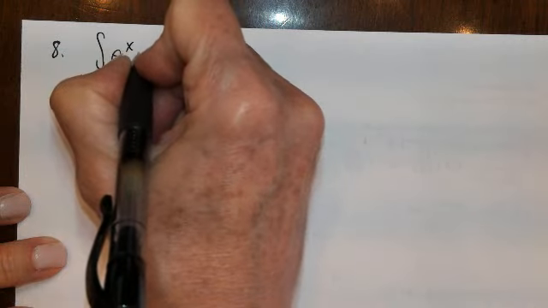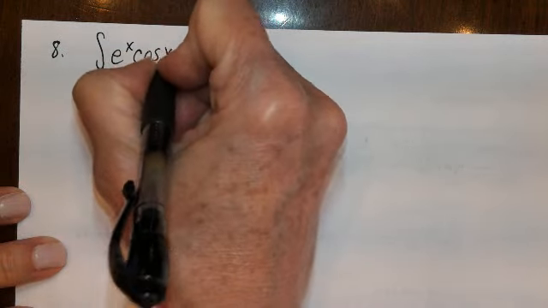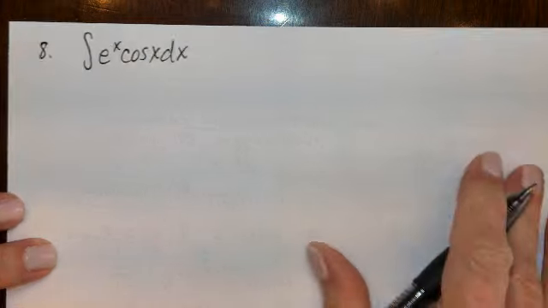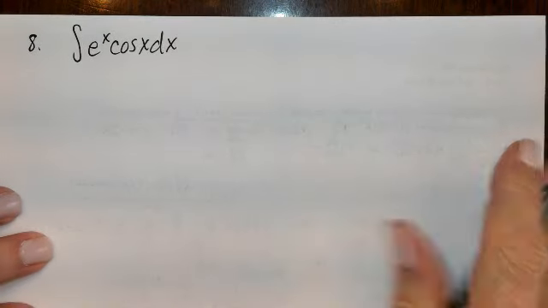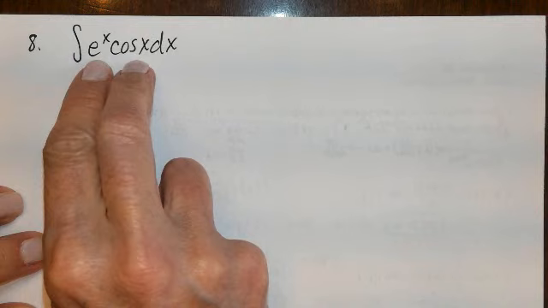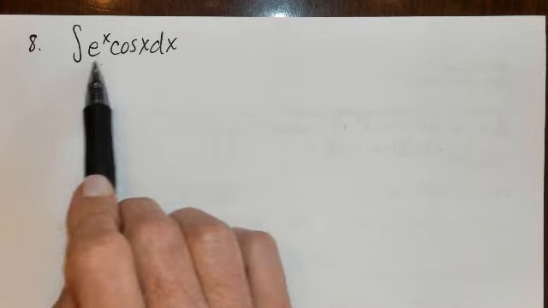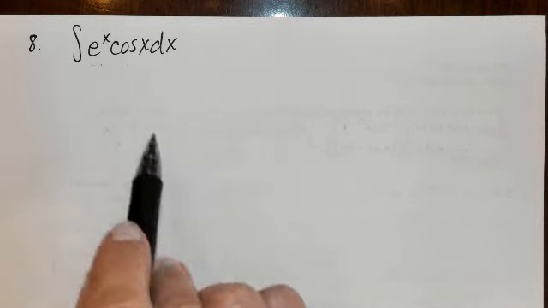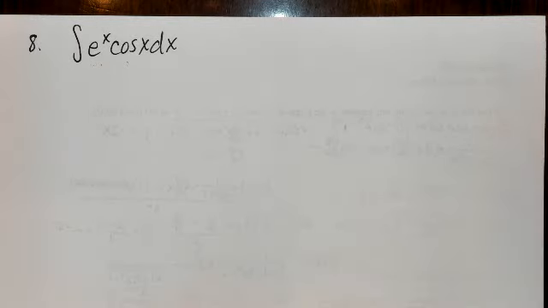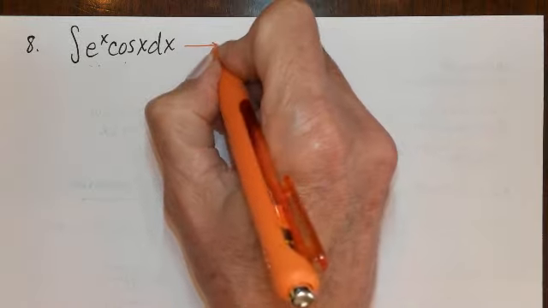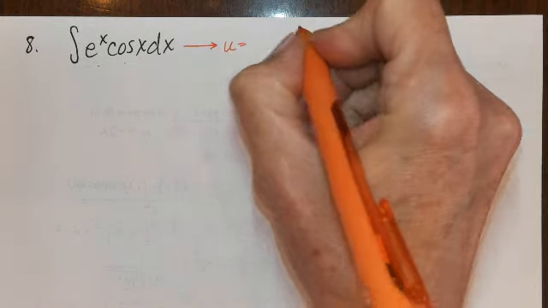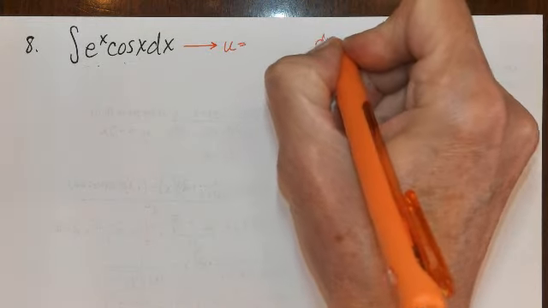What about this guy? So in this example, we have a product of two transcendental functions. So the question is, what do we let u equal? What do we let dv equal?